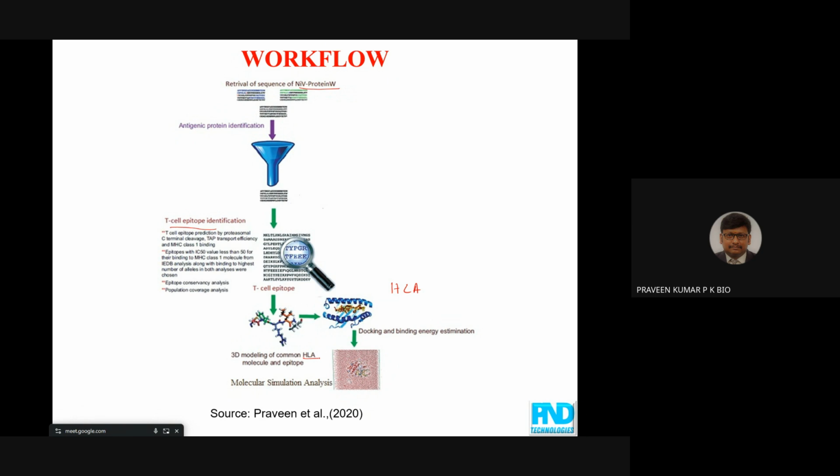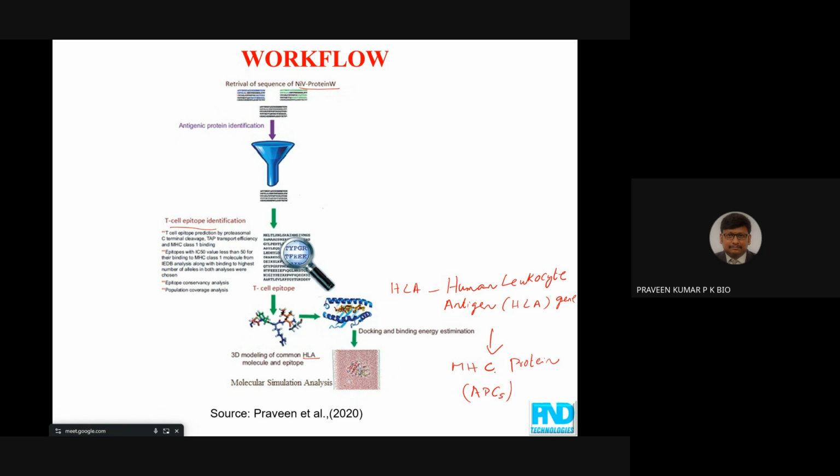HLA stands for human leukocyte antigen. Human leukocyte antigen is a type of gene which codes for MHC molecules, MHC proteins. Actually, HLA we call a gene. This codes for MHC protein. MHC stands for Major Histocompatibility Complex. Major Histocompatibility Complex is present in antigen presenting cells. This is a surface receptor of antigen presenting cells.